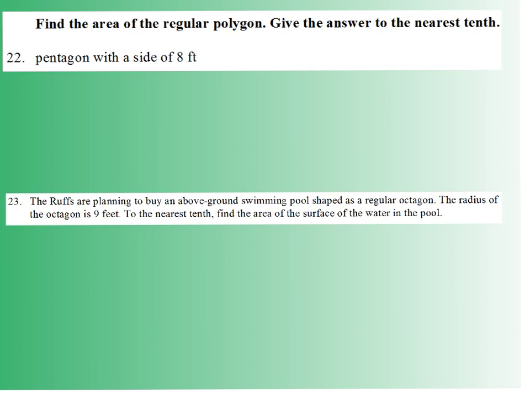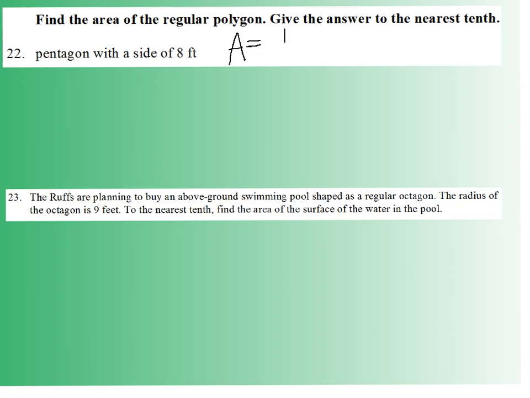Alright, this one says find the area of the regular polygon. So again, area for a regular polygon is equal to 1/2 apothem times perimeter. It says give the answer to the nearest tenth. So we have a pentagon, that's 5 sides, with a side of 8 feet. So right away I know my perimeter is 5 times 8, so my perimeter is 40 feet. So I could plug that in right away.